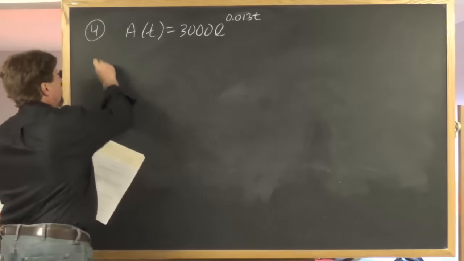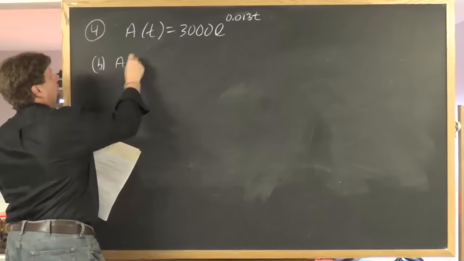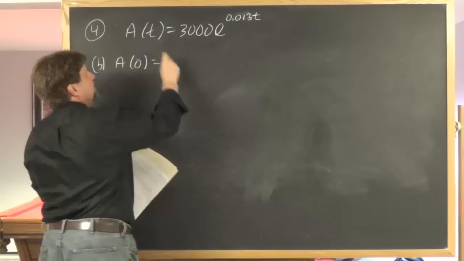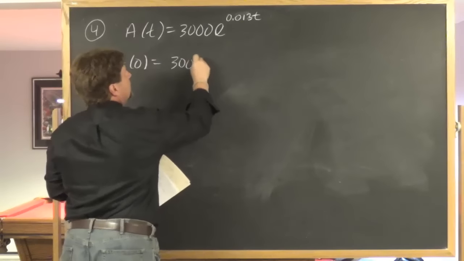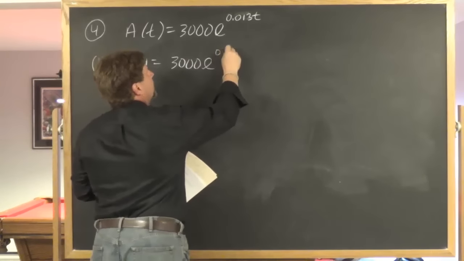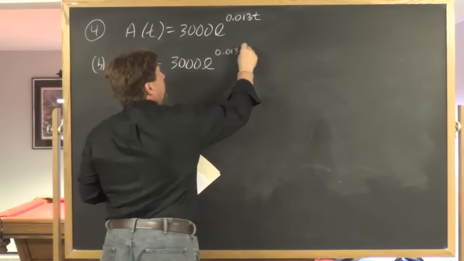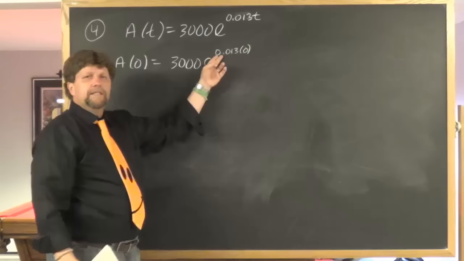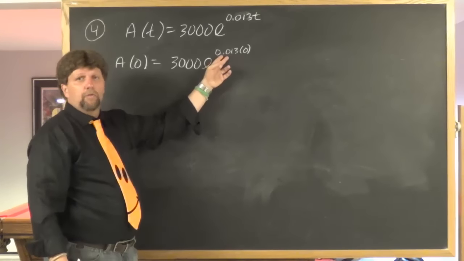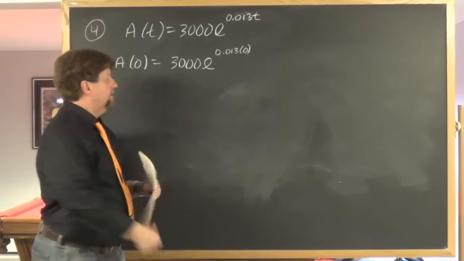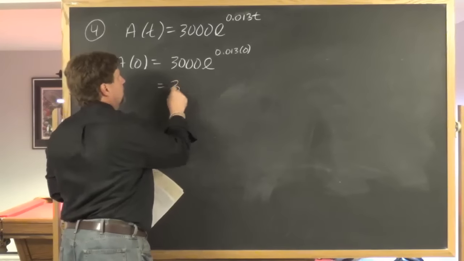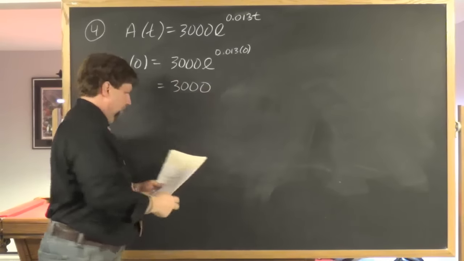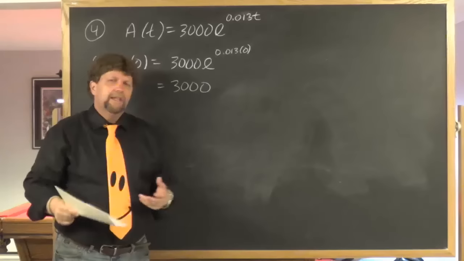Well, so for part B, I evaluate A of 0, so I put a 0 in for the t's, and I can do this one without my calculator, because this exponent will be 0. E to the 0 is 1, so 3,000 times 1 is 3,000.